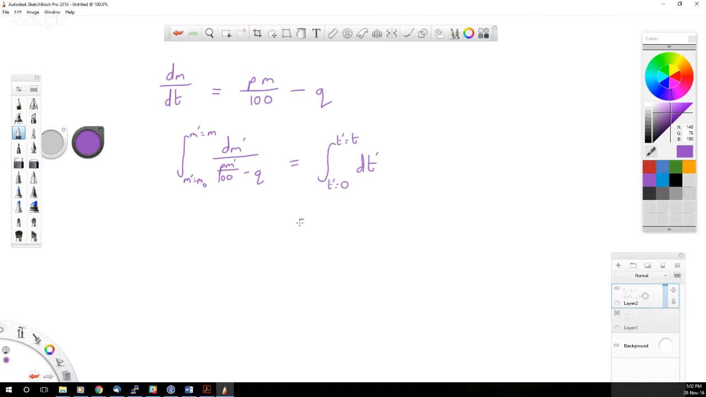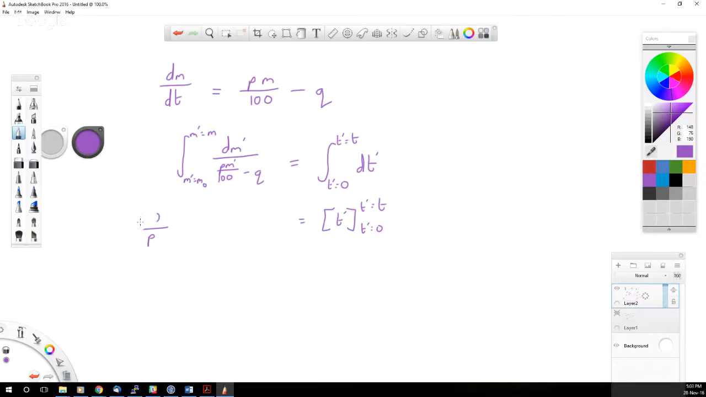And integration on the right side is dead easy. You just get t dash from t dash equals naught to t dash equals t. So a bit more complicated, but actually, because you've got your M dash at the bottom here, we can basically do a substitution for this entire expression in the bottom, which basically gives us an extra 100 over p at the front. And then we just have d, whatever we've substituted in. I'm not explaining this very well, so let's do it properly.